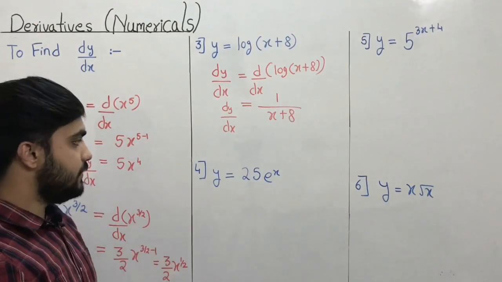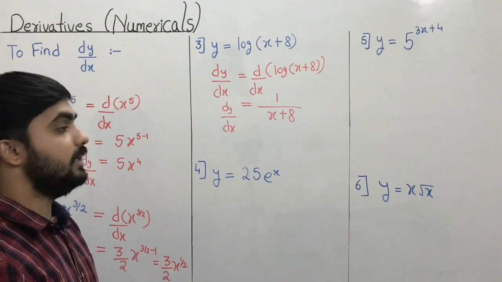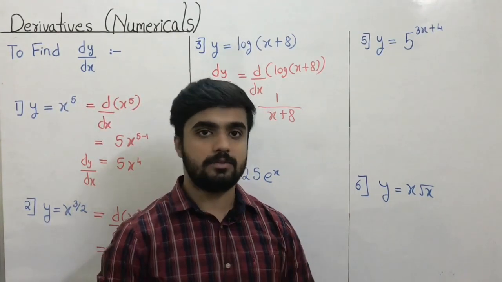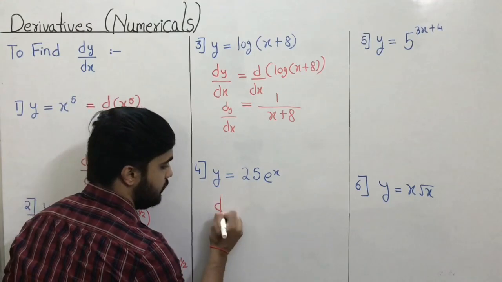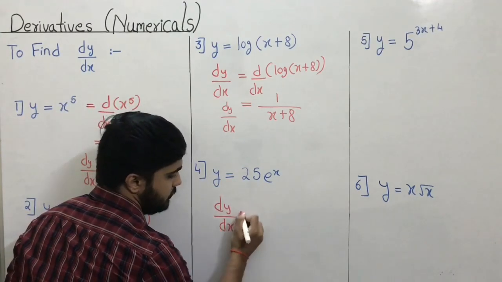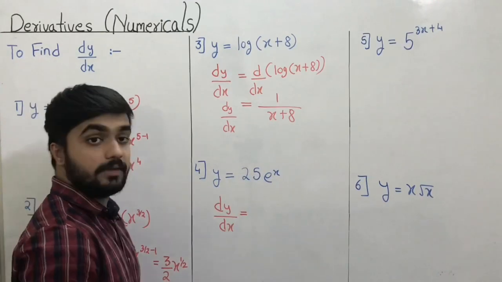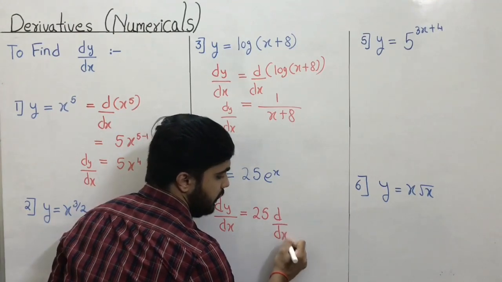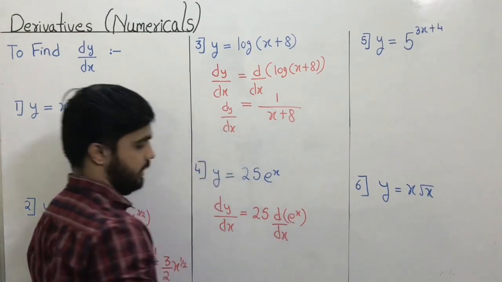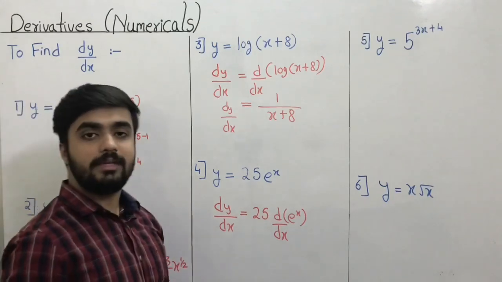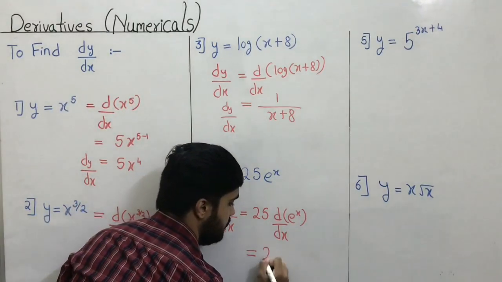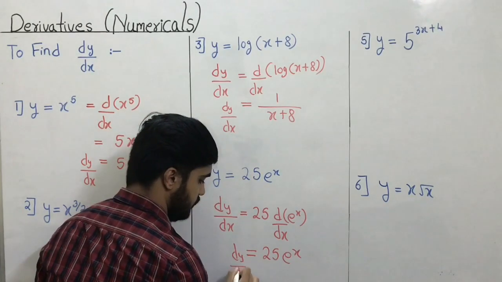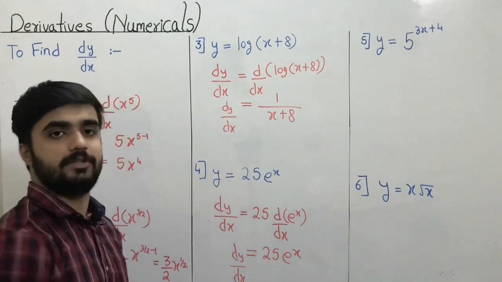Okay. Our next function is y is equal to 25 e raised to x. Now we know that derivative of e raised to x is e raised to x itself. So we can write dy by dx. So as 25 is constant, it will be taken outside. So it is 25 d by dx of e raised to x. So as we know that derivative of e raised to x is e raised to x. So it will be 25 as it is and e raised to x. So that is dy by dx of this function.